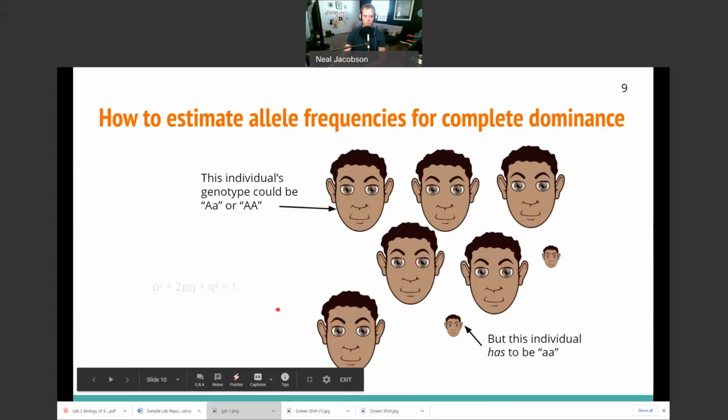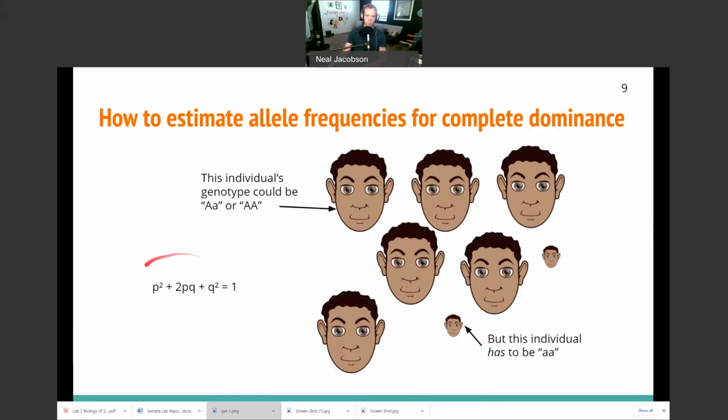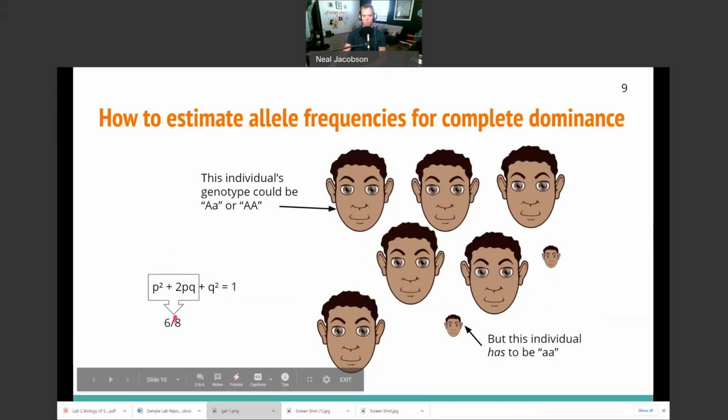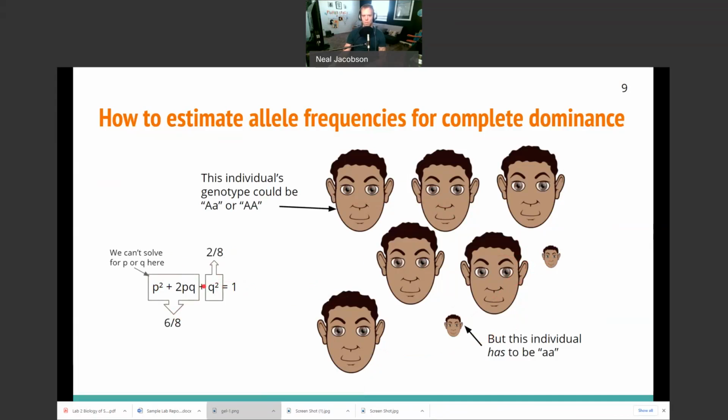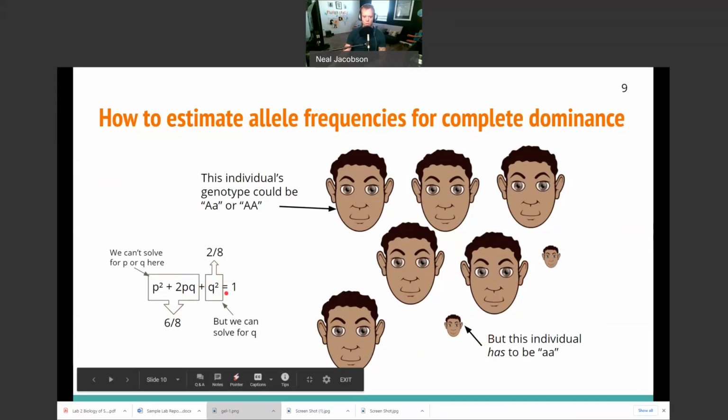So here we go. Remember this formula: we've got p squared plus 2pq. The p squared plus 2pq represents all the big-headed people, and I can't isolate a variable and solve it there. I know that 6 out of 8 people are those, but I can't solve for those variables. But 2 out of the total of 8 have q squared. So what I can do is solve for q.